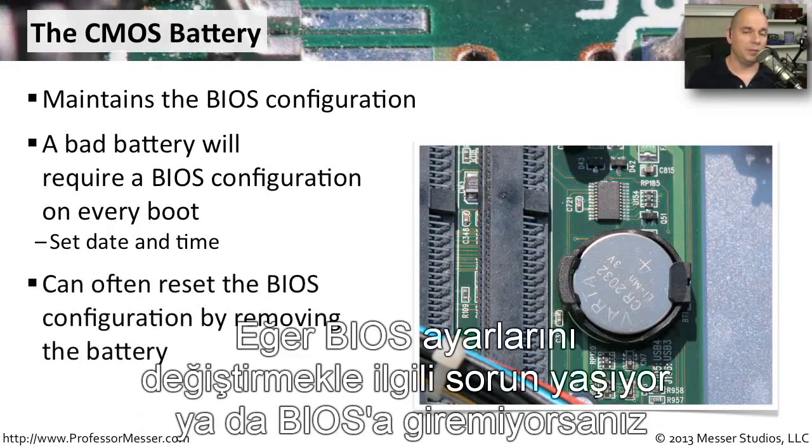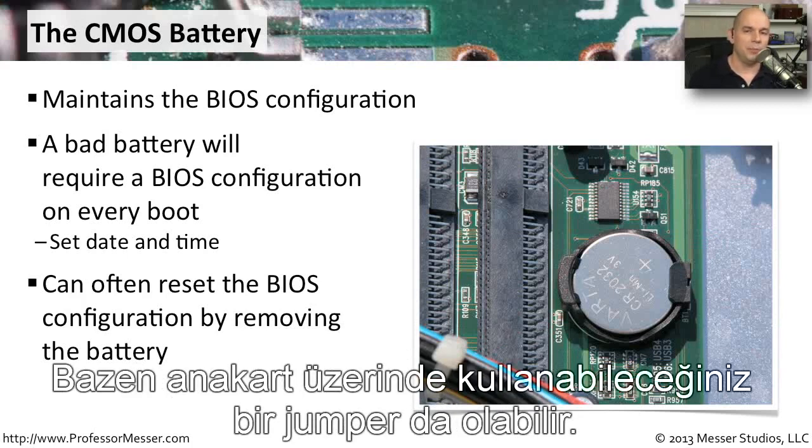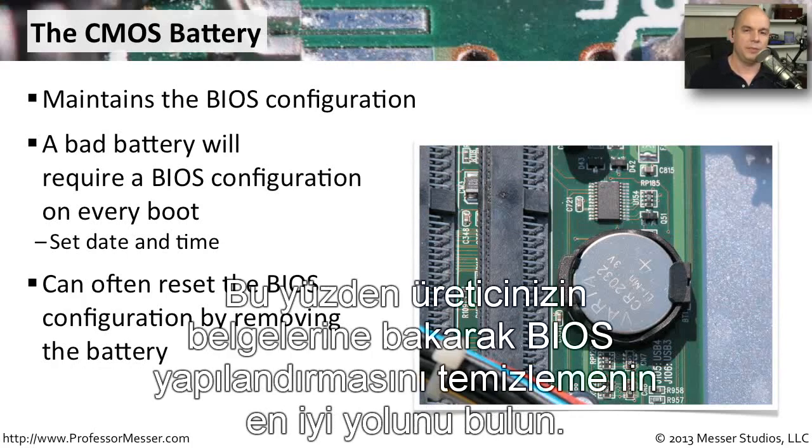If you're having problems with the change that you've made to your BIOS and you can't get into the BIOS and reset that, you may want to clear out all of the configurations by removing the battery. There are also sometimes a jumper on the motherboard that you have to set, so make sure you look at your manufacturer's documentation to determine the best way to clear out that BIOS configuration.